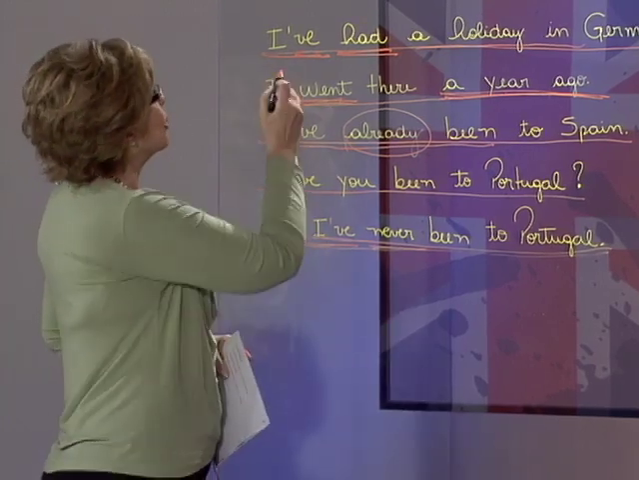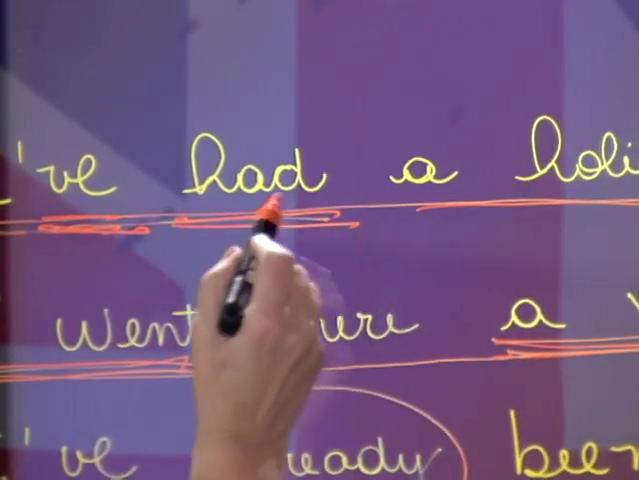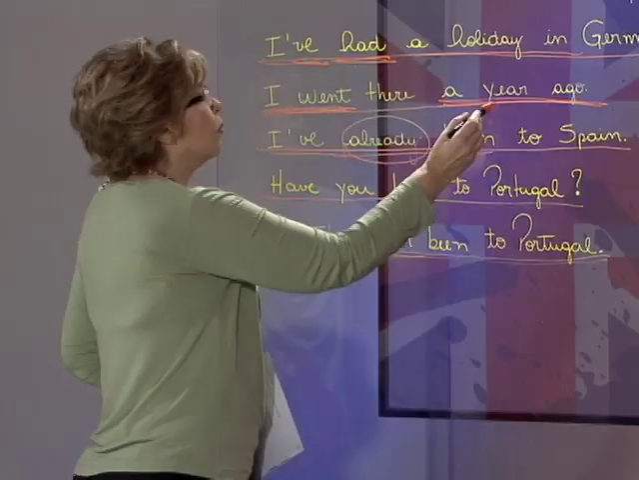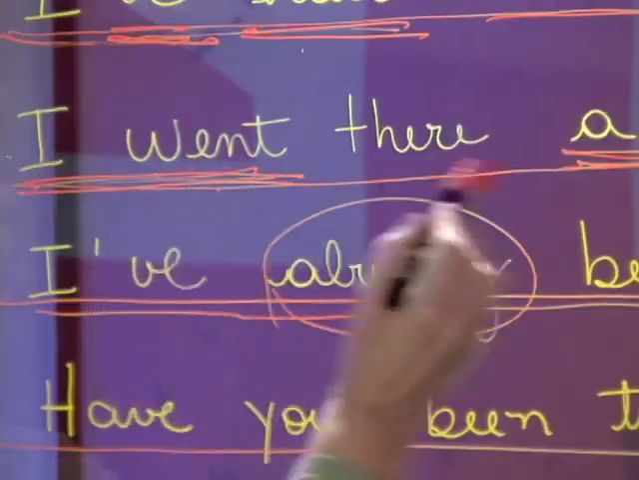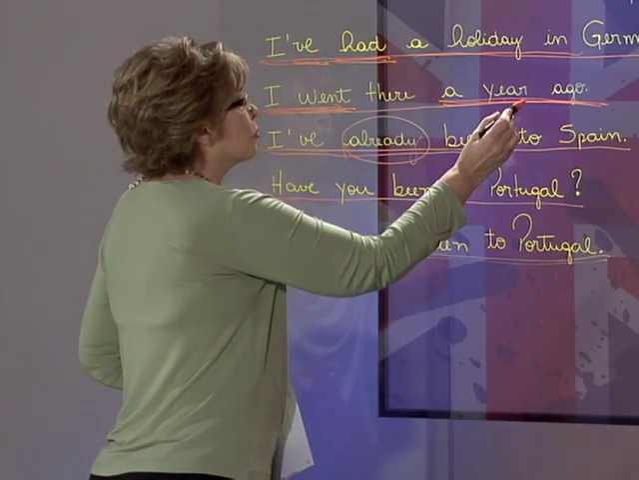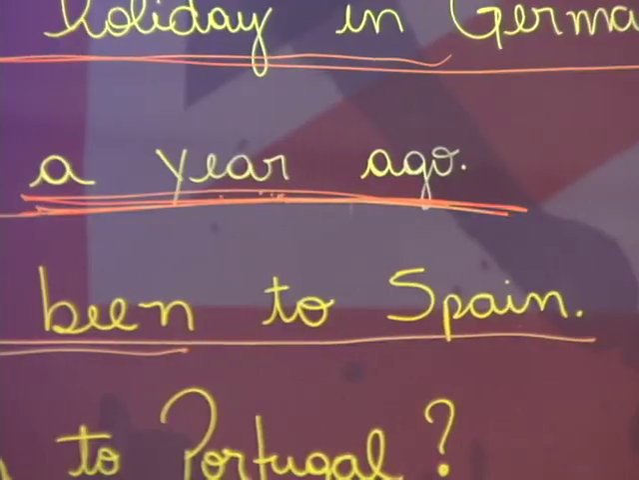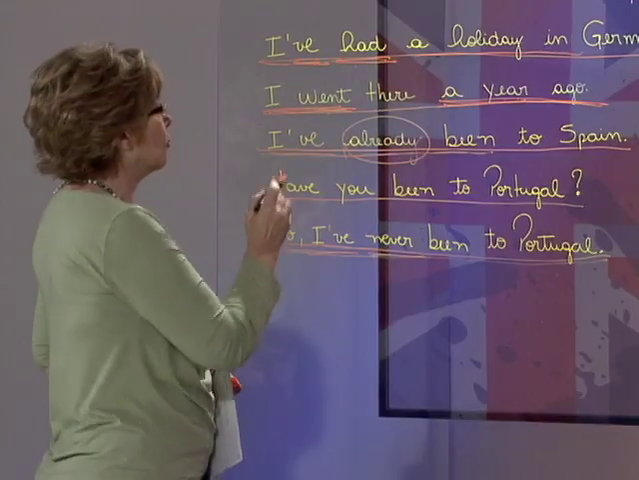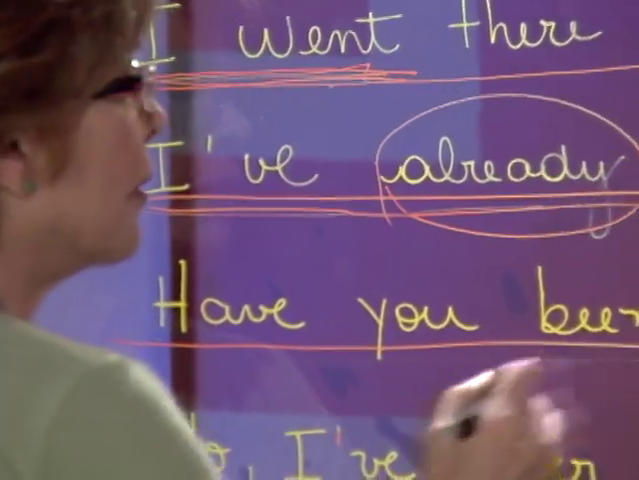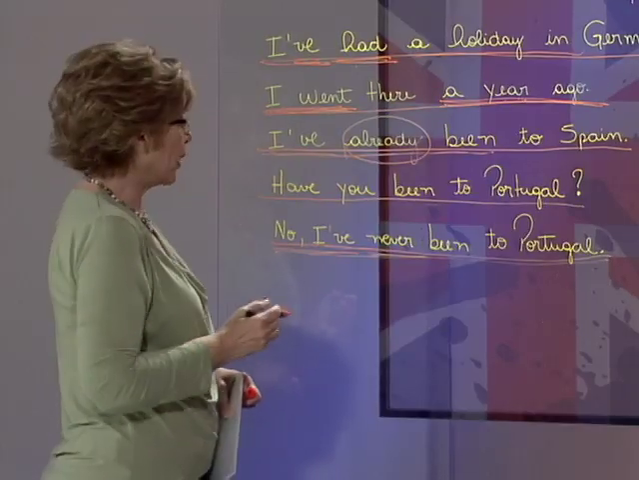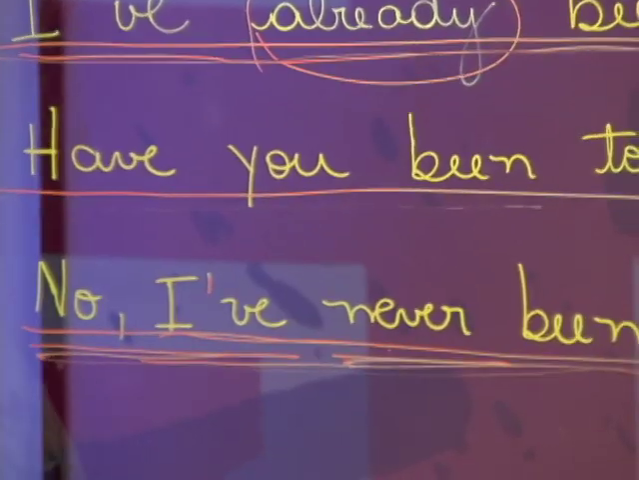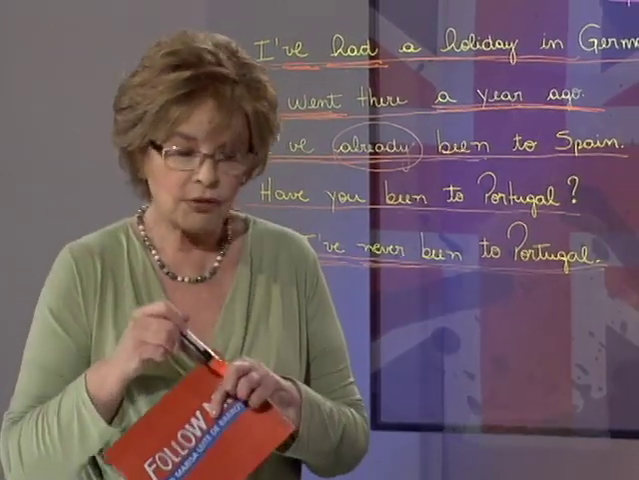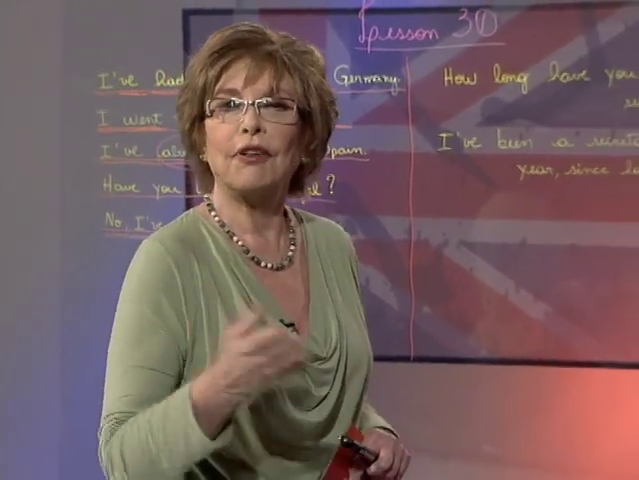Então, revisando, veja. Tive férias na Alemanha. I went, eu fui, um ano atrás. Por que aqui está no past? Porque a data está aqui. Quando foi que aconteceu? A year ago. Aqui. I've already been, eu já estive. Não diz quando. Então, I've been. Have you been? Já esteve em Portugal? Não diz quando. E no, I have never been. Também não disse quando. Ok? Tá fácil? Então podemos continuar? Nós temos mais um trechinho para você do Follow Me.